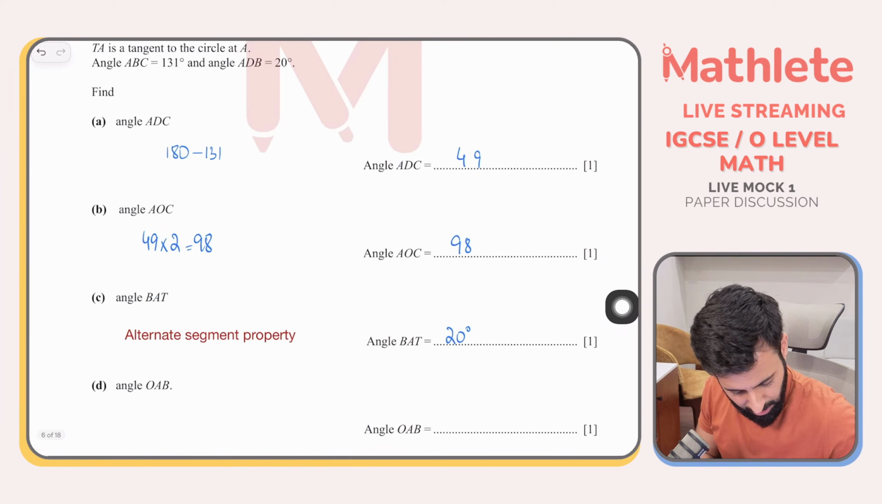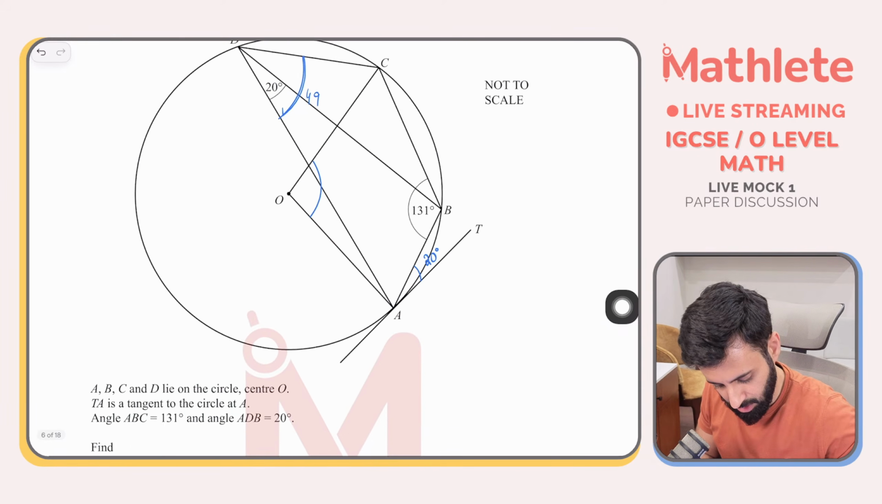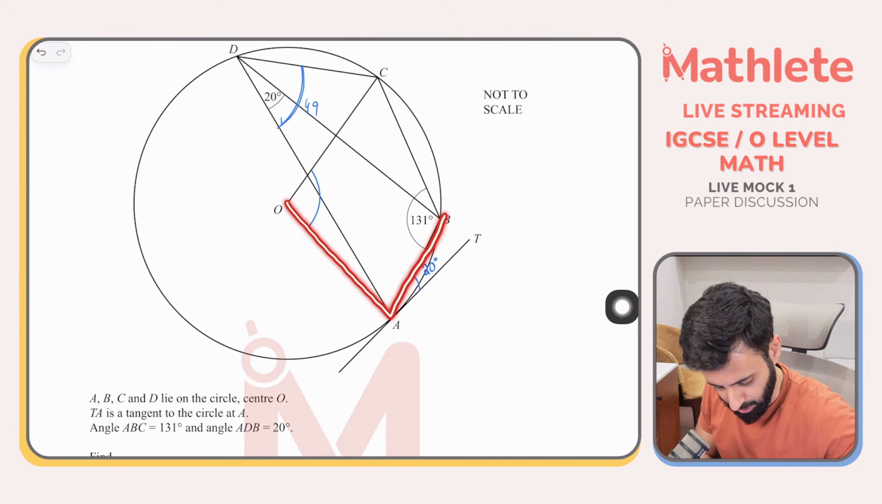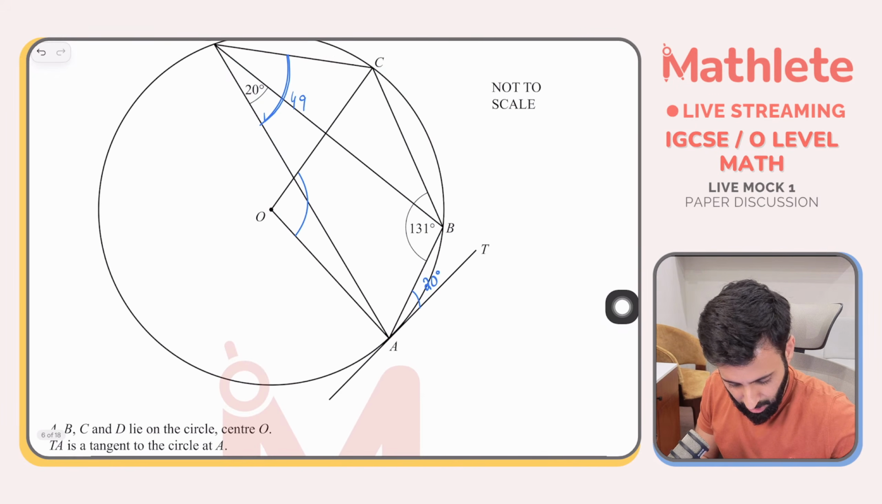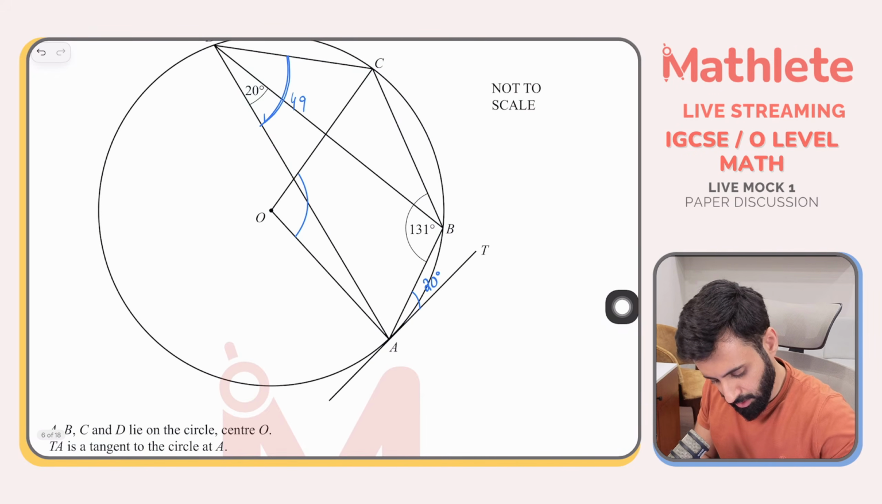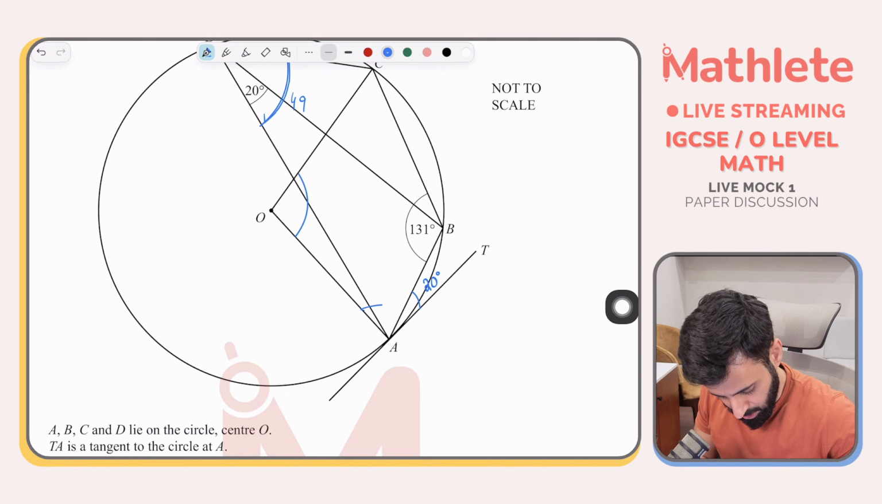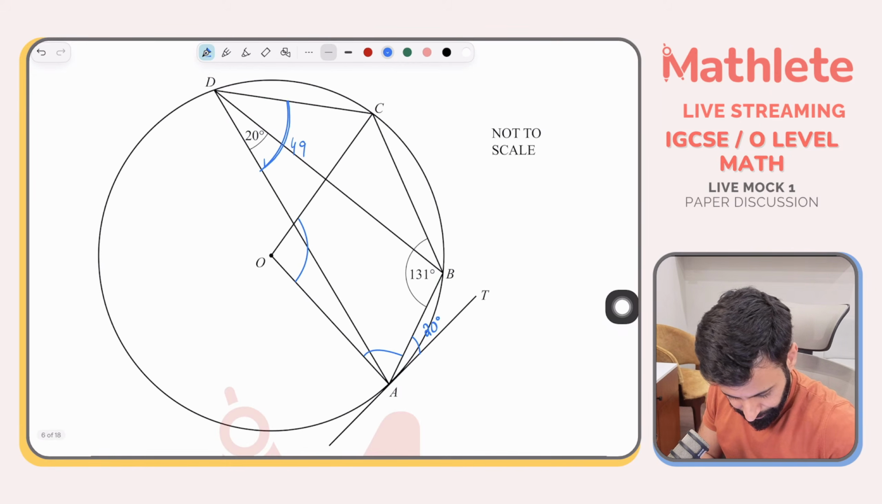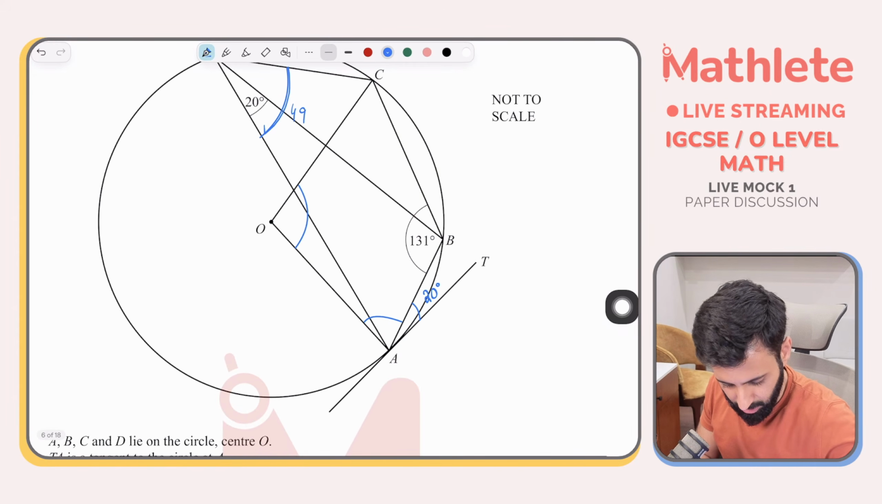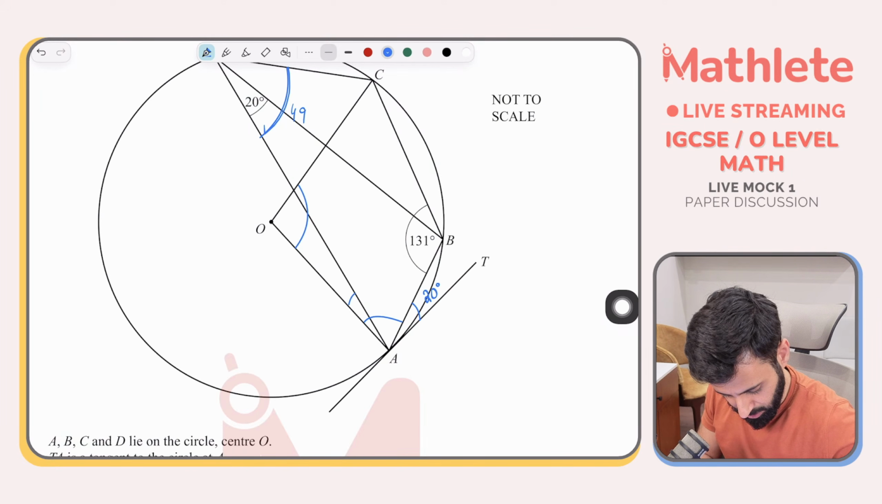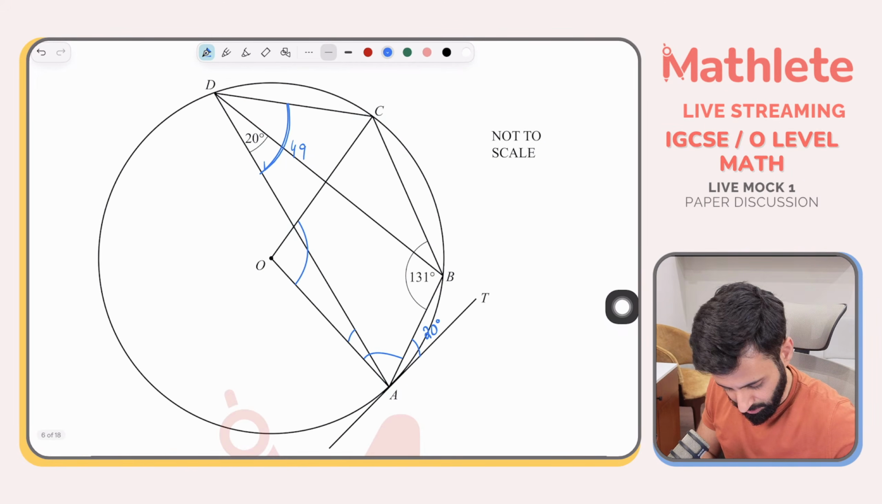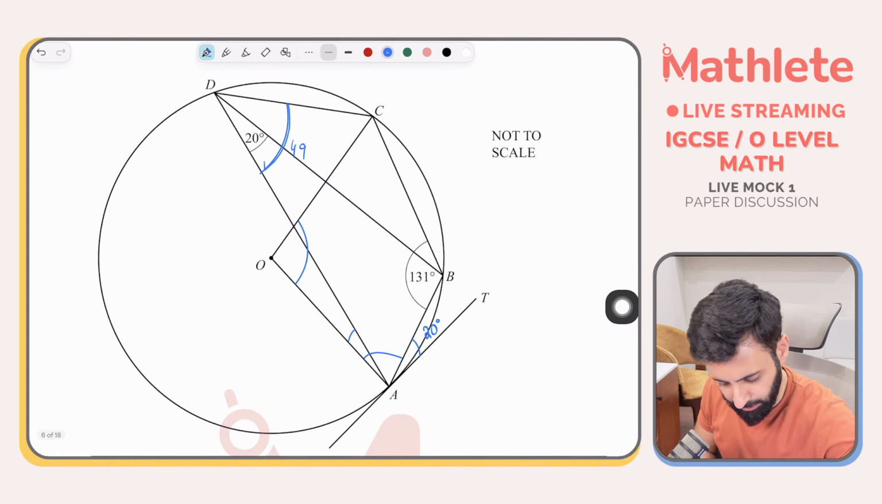OA. No, wait, do we have to draw this? OAB. Okay, let's see what we can do for this. So, what we can do for this, by the way, will be this angle. OAB. What can we do? Can we find out this angle? Let me see if we can find out this angle. Oh yeah, we can find out this angle.